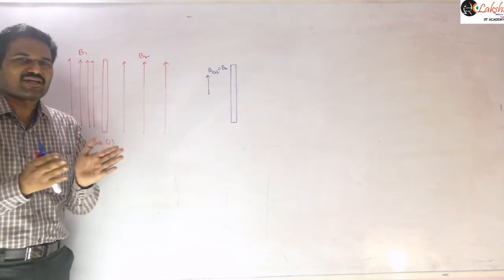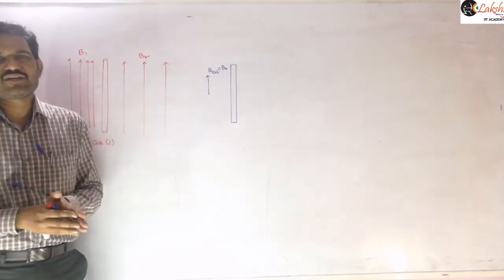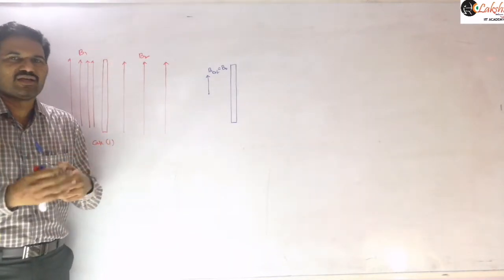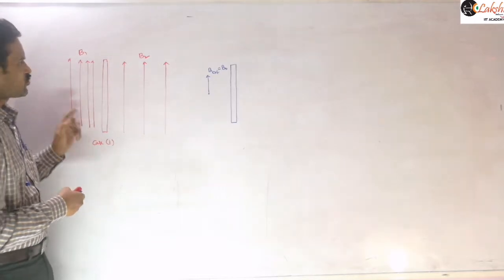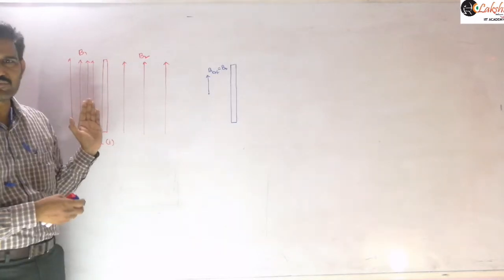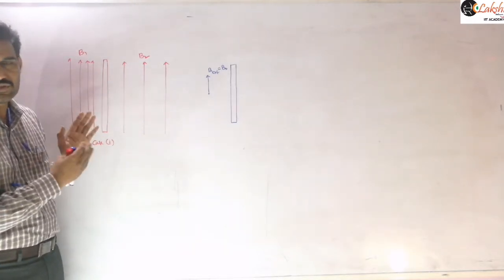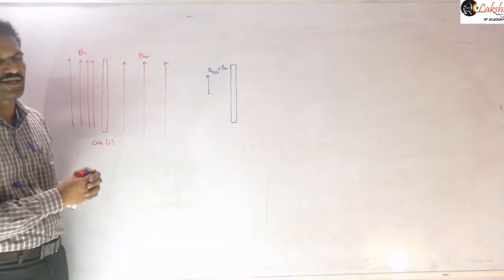We know that whenever field lines, either electric field lines or magnetic field lines, are close to each other, the field will be strong. And so here B1 must be greater than B2. That is shown in the diagram. It is not mentioned for us, but it is shown in the diagram.